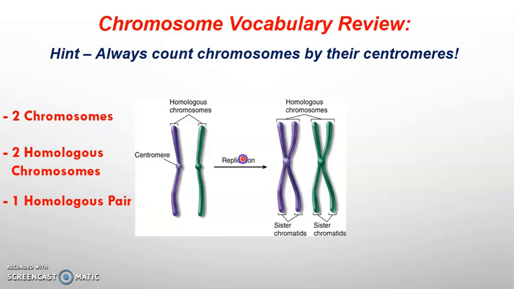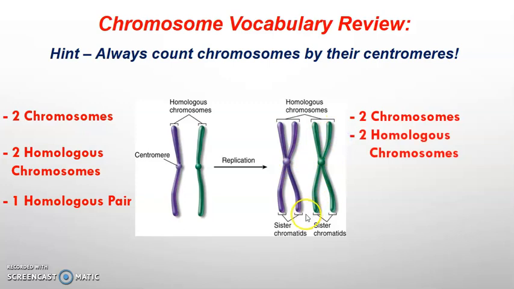Now, after DNA replication during the S phase, we won't see chromosomes again until we hit prophase of mitosis, but this is how they would look at the end of the S phase as well as into G2. If you count your centromeres here, you still have 2 chromosomes. Or you could say you have 2 homologous chromosomes because they still contain the same genetic information. Or 1 homologous pair because they both have the same info.